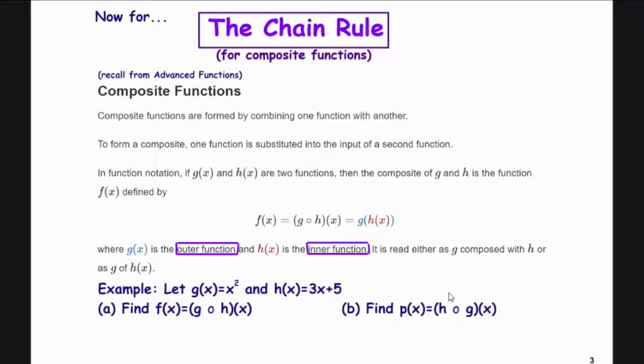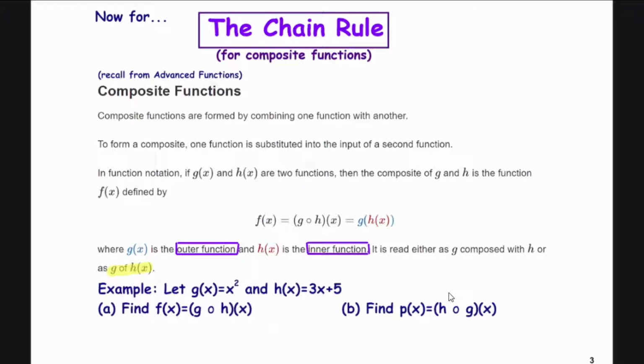In function notation, if g of x and h of x are two functions, then the composite of g and h is the function f of x, defined by f of x equals g of h of x, where g of x is the outer function and h of x is the inner function. It is read as g composed with h, or g of h of x. Personally, I've never used this composed nomenclature, so I'm used to saying g of h of x, so that's how we're going to say it.